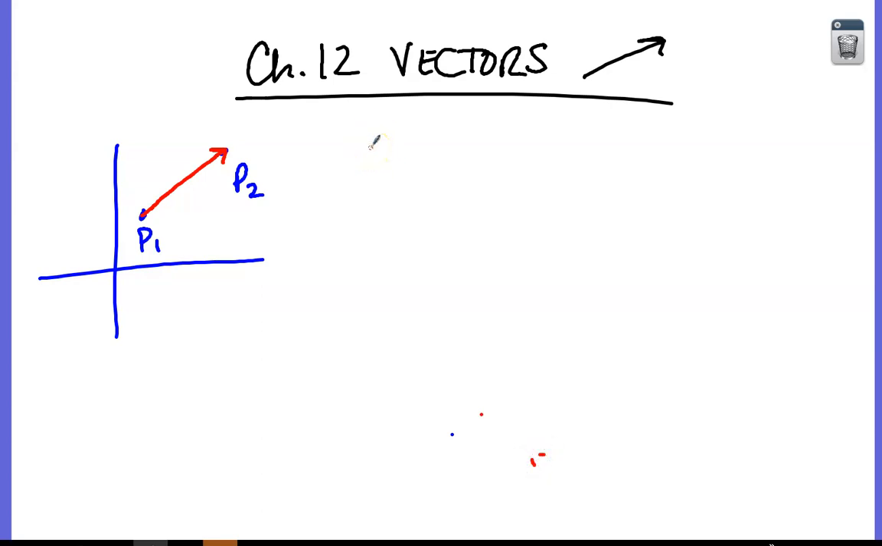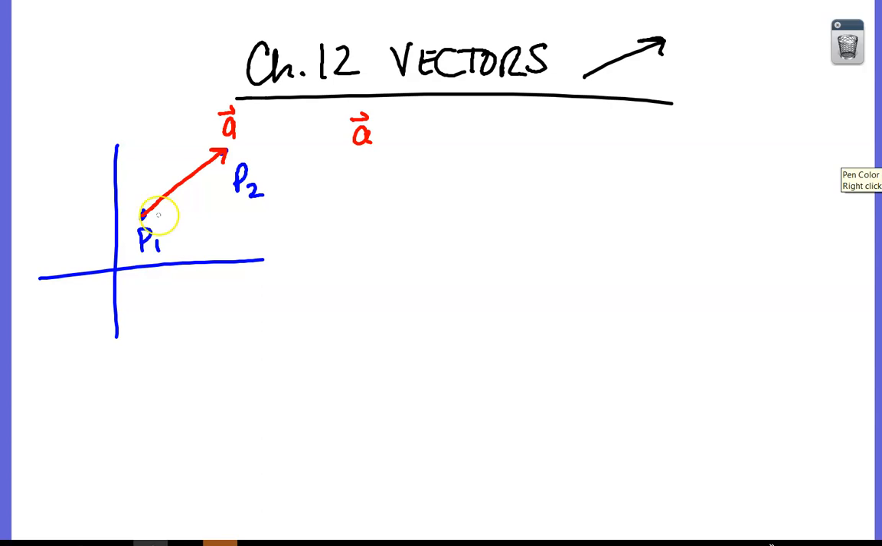We can call this vector by a lowercase letter name. So I could put a little lowercase letter here. I use the vector symbol, it's a harpoon actually. So I could say vector A. And I can also discuss this vector in terms of how much I'm moving in each direction. So let's talk about figuring that out.